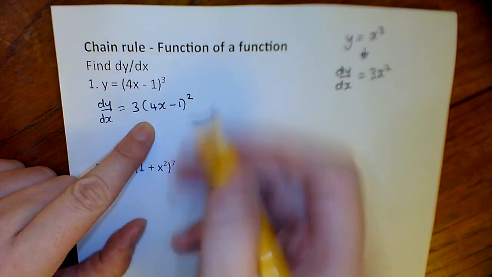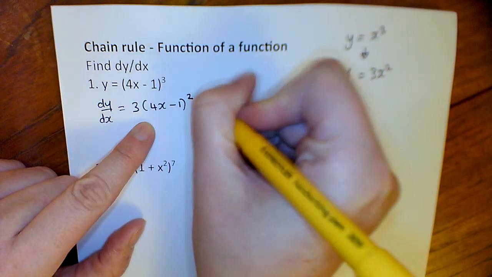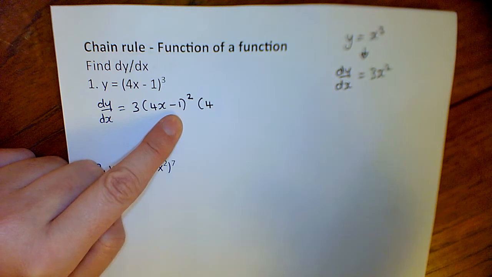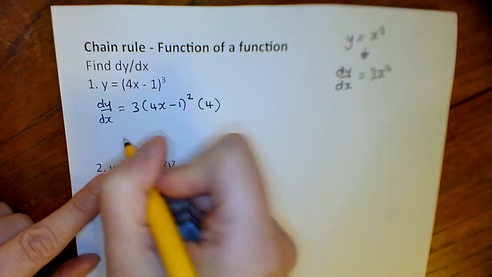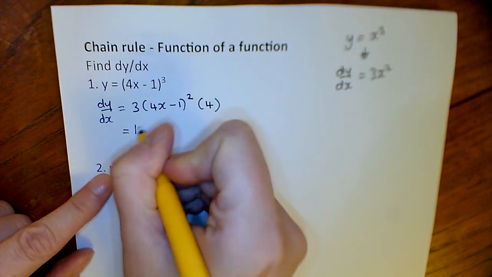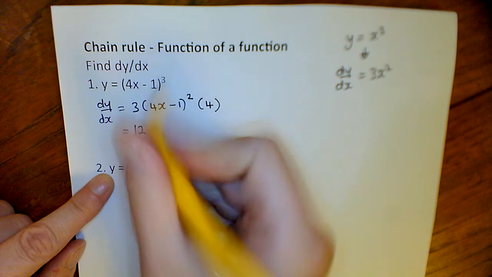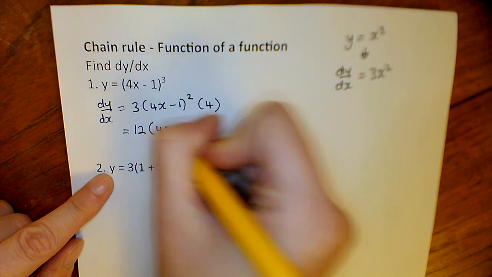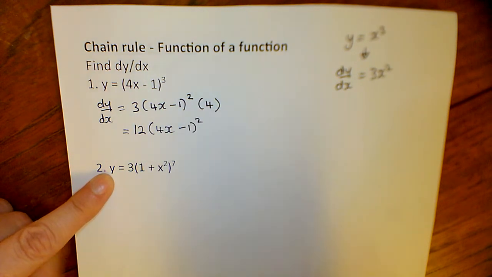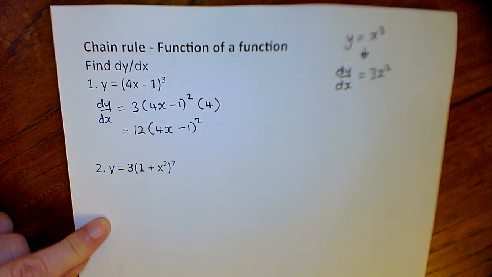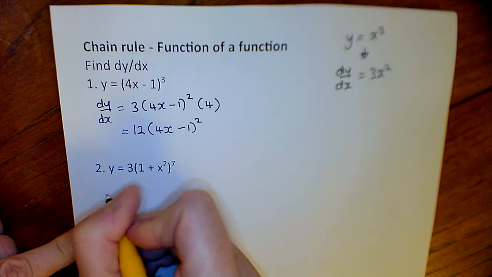So we differentiate 4x minus 1 and we would get 4. Differentiate the minus 1 would be 0. And then tidy it up. I'm just going to say 3 4s, that's 12 upon 4x minus 1 squared. Okay, so our next one.